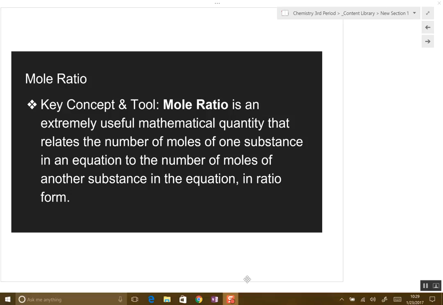Mole ratio is an extremely useful mathematical quantity that relates the number of moles of one substance in an equation to the number of moles of another substance in an equation. What I equate it to is called the swinging door. If you want to go from this room to Mr. LaSource's room, you have to go through a door, correct?